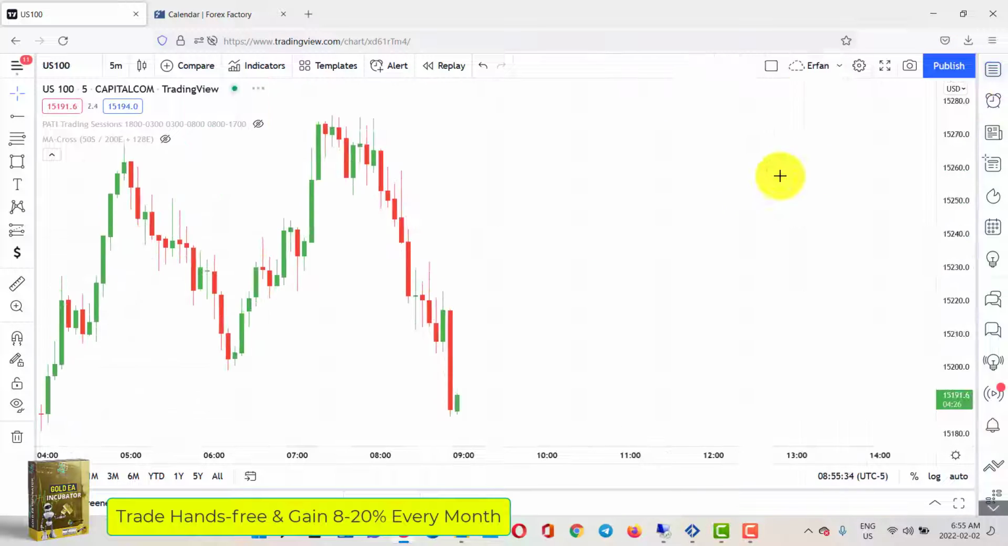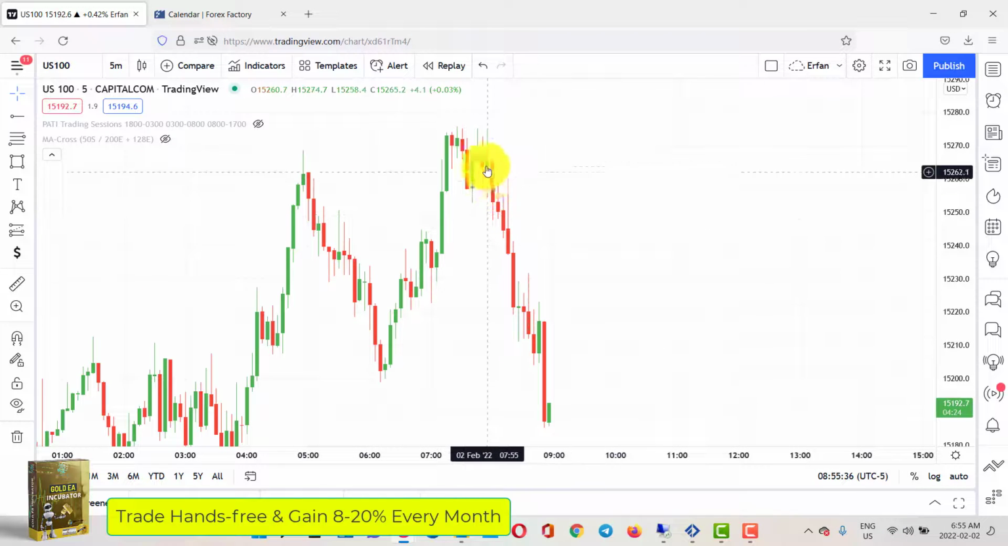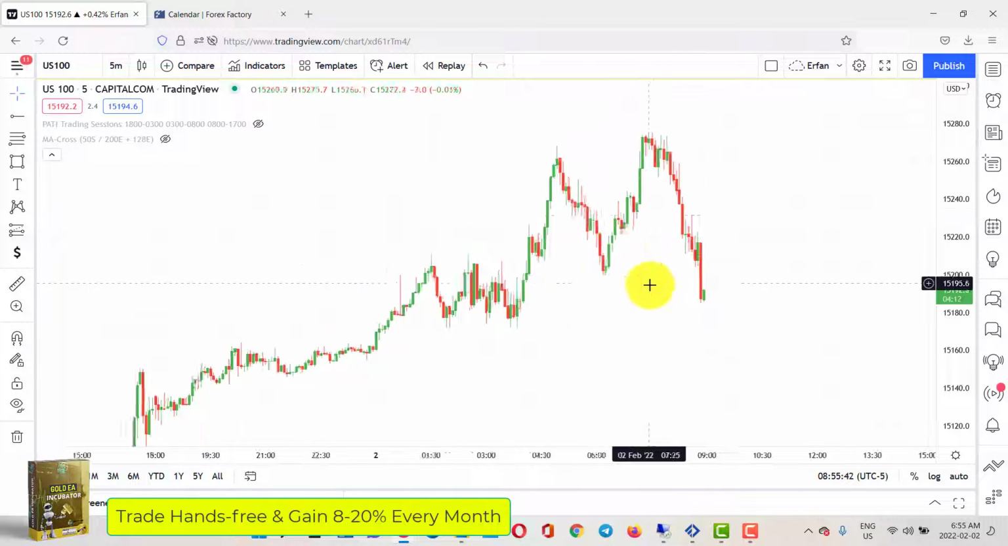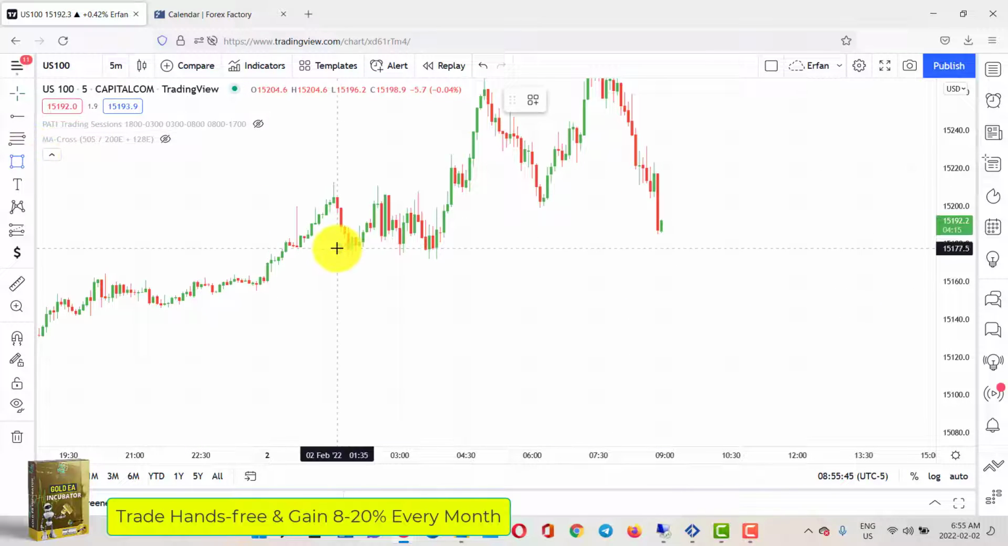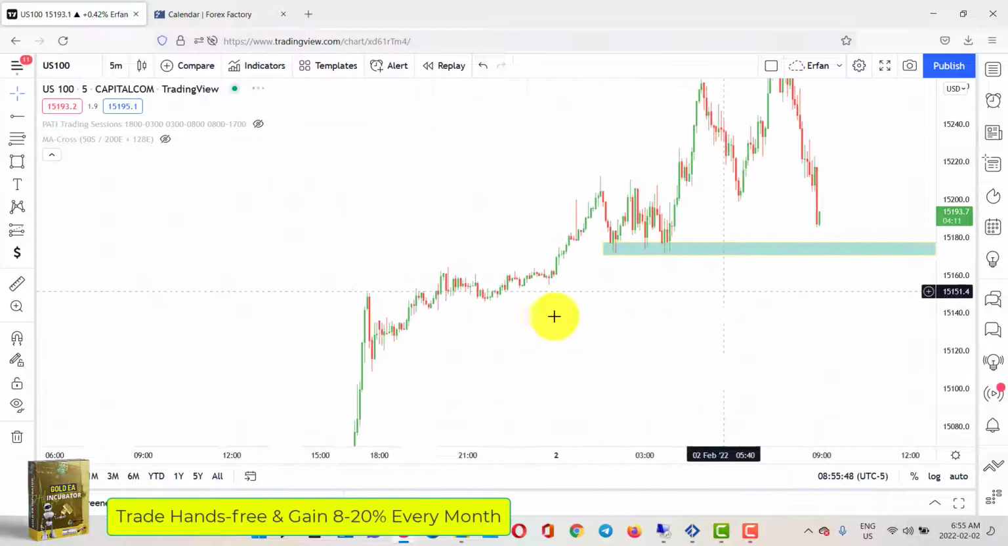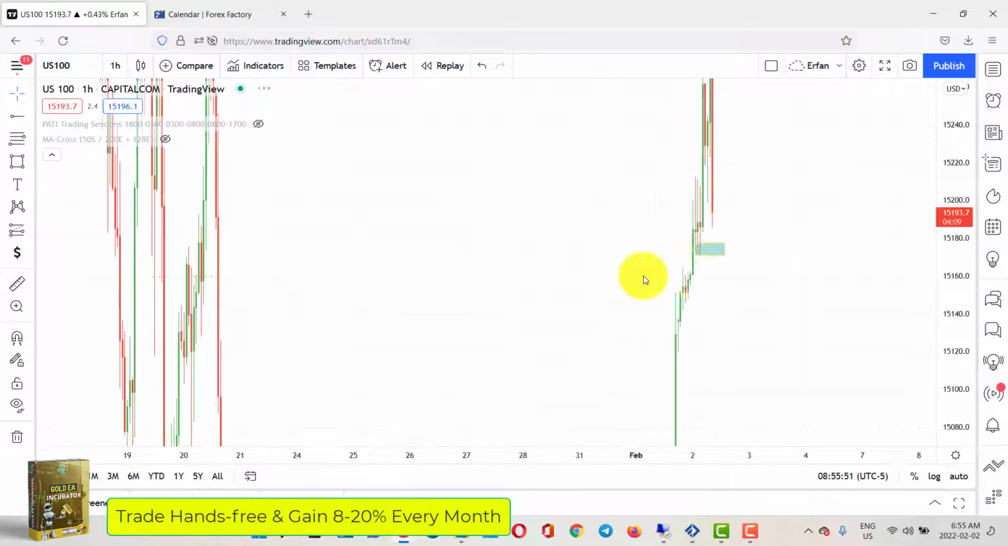So NAS100 was a good one. I missed it, unfortunately. If I took it here because of this head and shoulder, it would be, you know, almost an hour ago. I slept in and it didn't happen. So we have a very strong support level here, without a doubt.